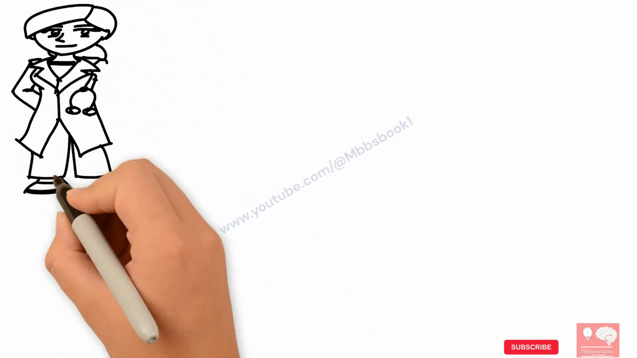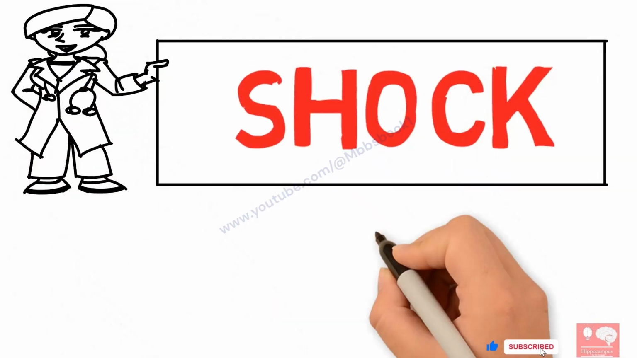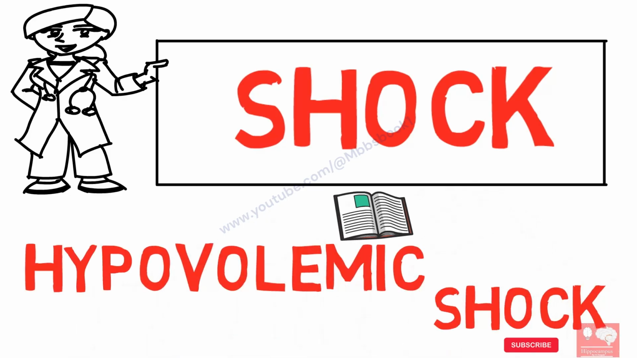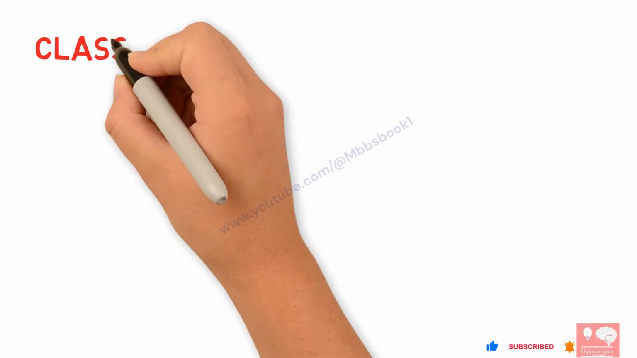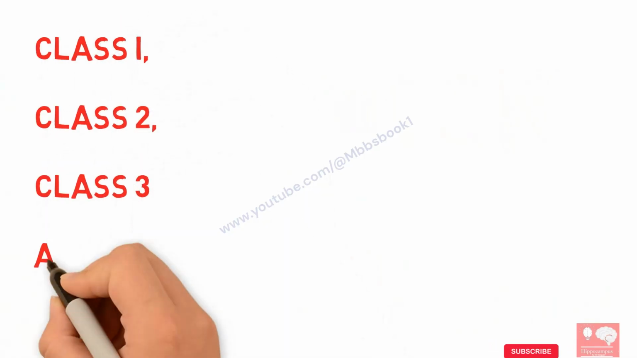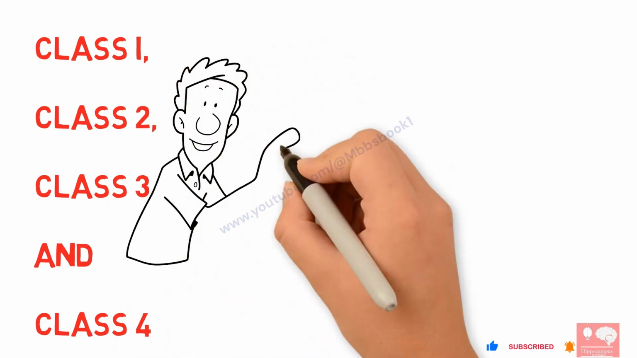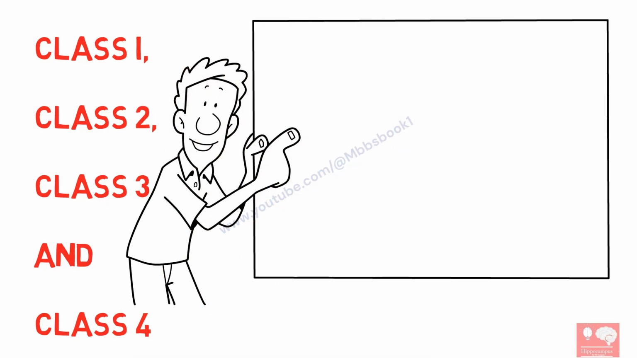In the continuation of our last topic, shock, in this lecture, we are going to discuss hypovolemic shock. There are four classes of hypovolemic shock. We have class 1, class 2, class 3, class 4. And there are various parameters which we need to discuss in classes of hypovolemic shock.